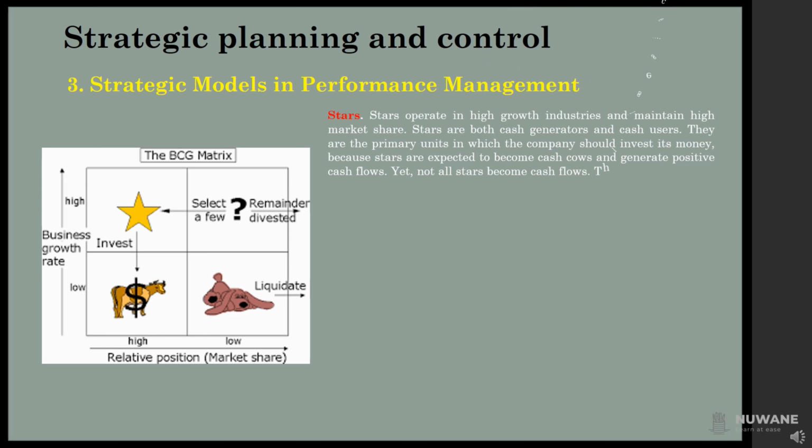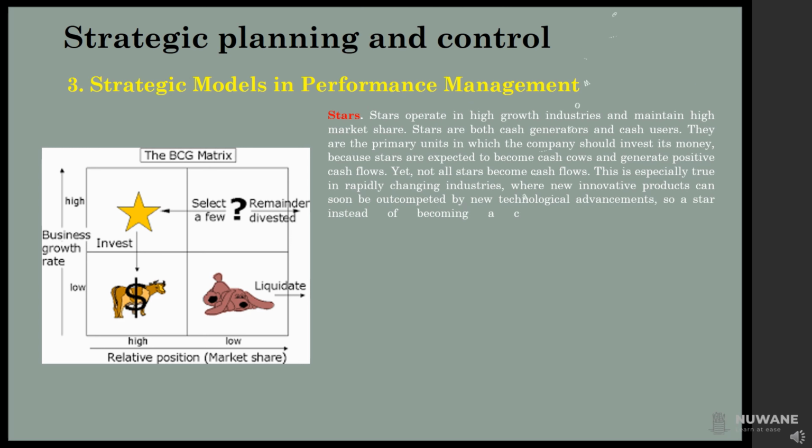Yet, not all stars become cash cows. This is especially true in rapidly changing industries, where new innovative products can soon be outcompeted by new technological advancements, so a star, instead of becoming a cash cow, becomes a dog. Strategic choices: vertical integration, horizontal integration, market penetration, market development, product development.